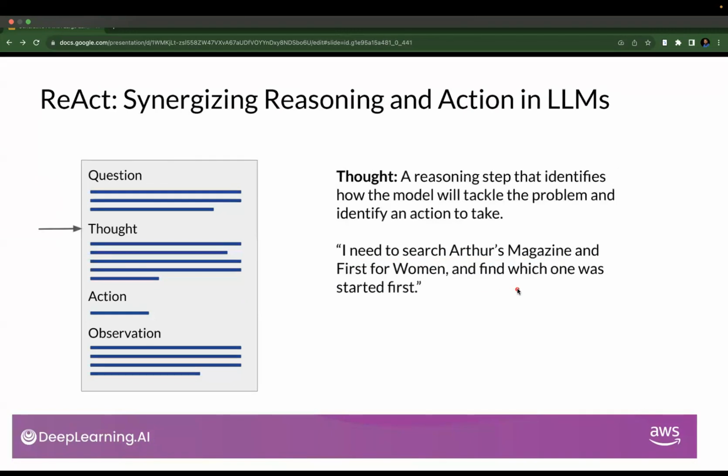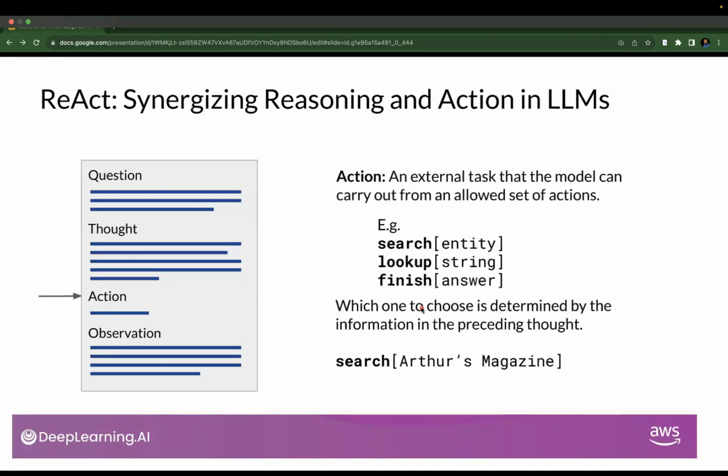Now, what will be the thought? The thought will be the reasoning step which will identify how the model is going to go around tackling the problem, and it will also identify the action. Very similar to how a human would do that. So if you have to answer this question, first you need to search Arthur's Magazine and First for Women and find out which one was started first. So that's your thought.